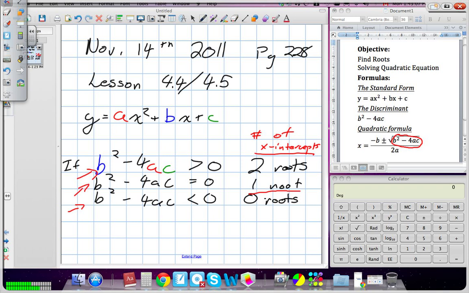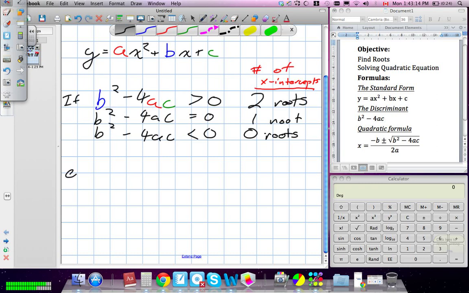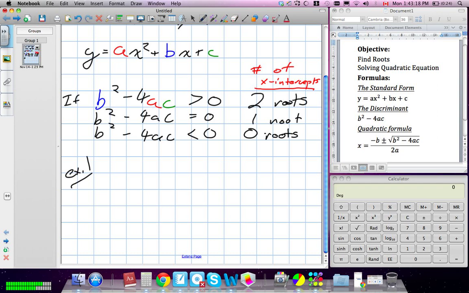Very first one. Example 1. We have negative 2x squared minus 3x minus 5 is equal to 0. Okay? You need to set it to standard form. Remember, we need standard form, our y value to be 0. We need to set it equal to 0. Okay? So this is already set to 0 for us. Our a is negative 2. Our b is negative 3. And our c is negative 5.